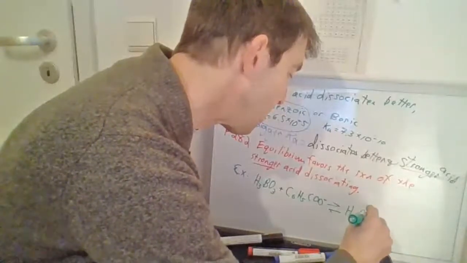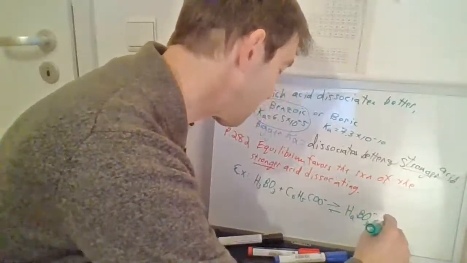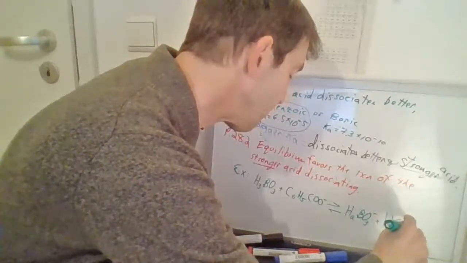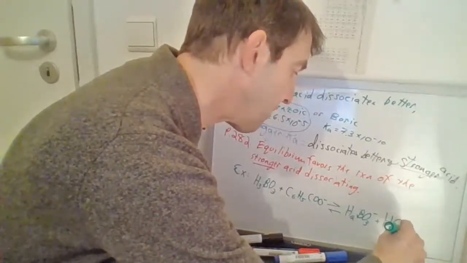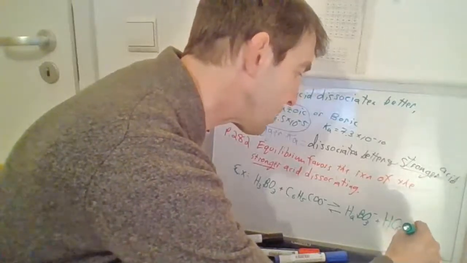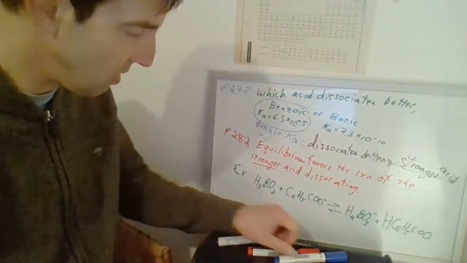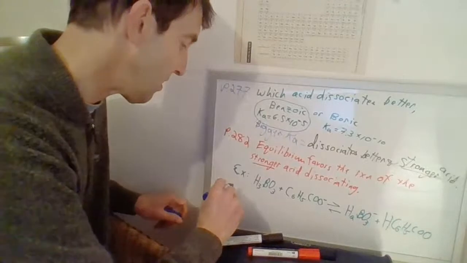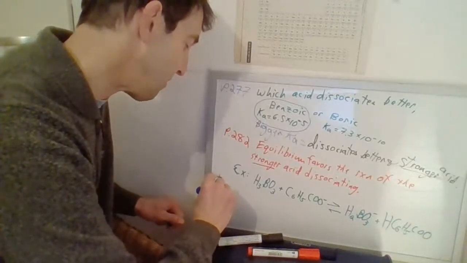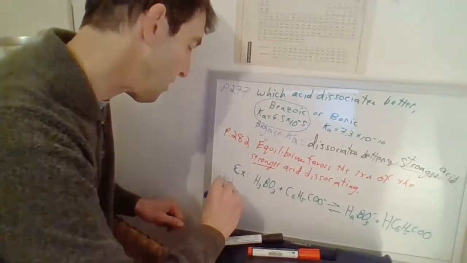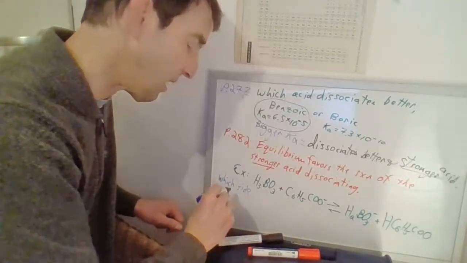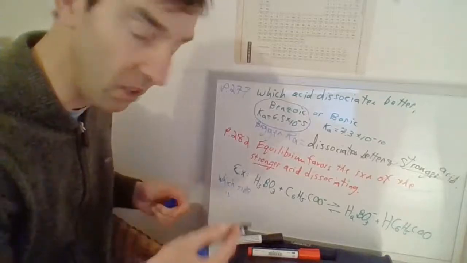H2BO3 minus plus H C6H5COO. Okay, and the question is, which side is favored? And the answer is going to be reactants or products, okay?